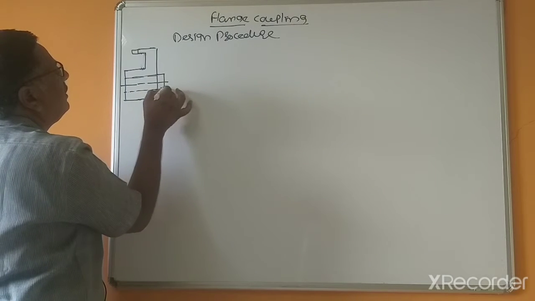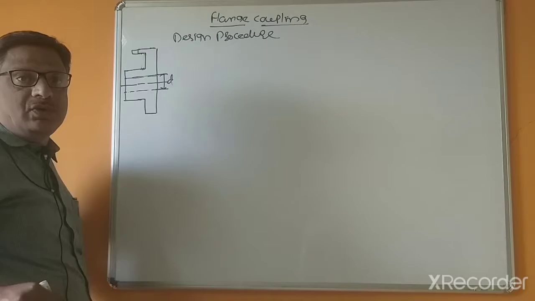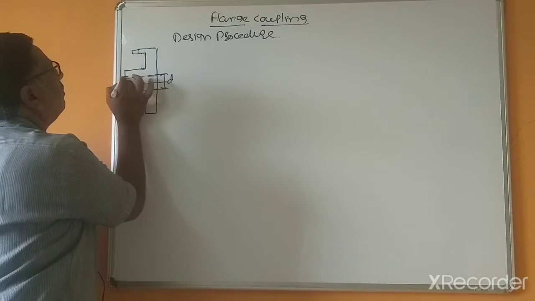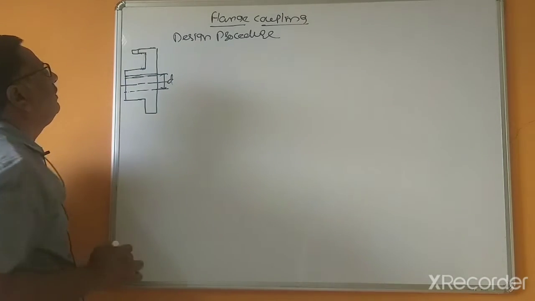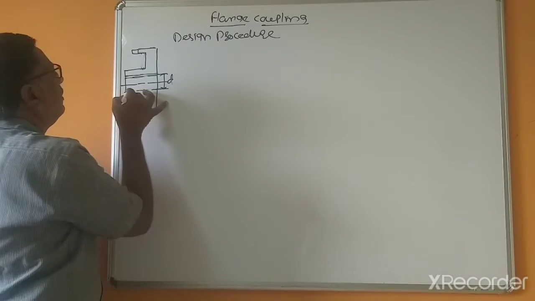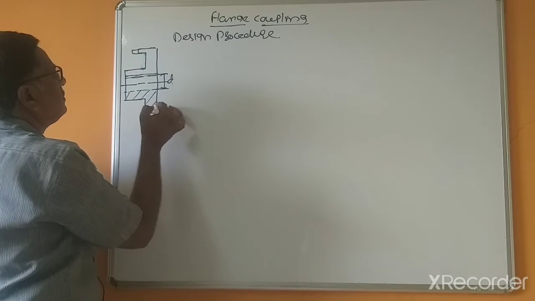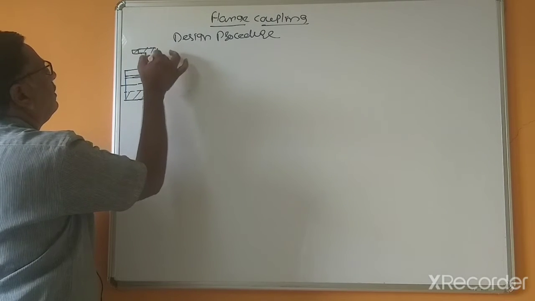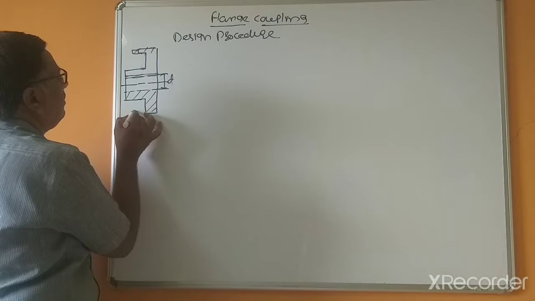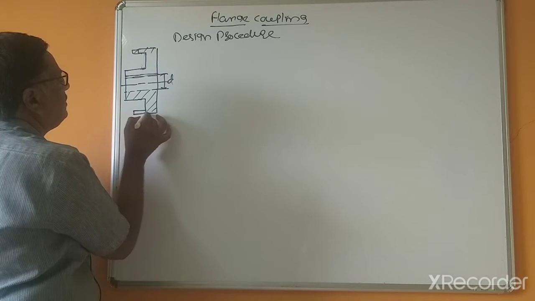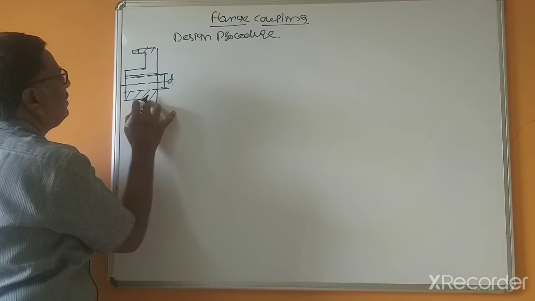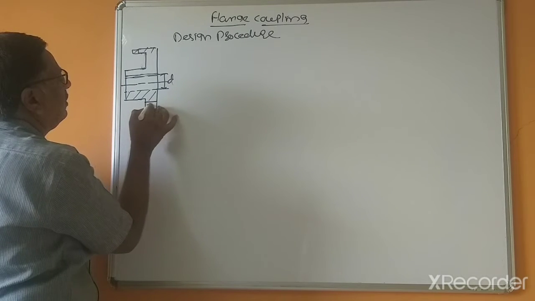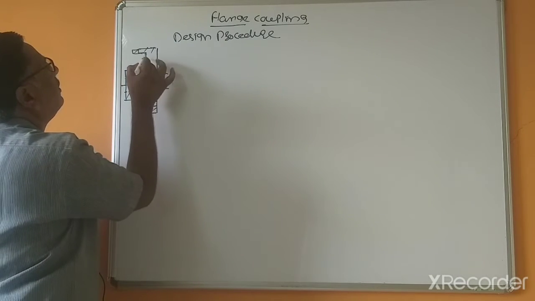This is d, the diameter of the hole to insert the solid shaft. This is the keyway, solid, and this is the protected type flange coupling. So that's why this rim is required, and these portions are required to insert the bolt.